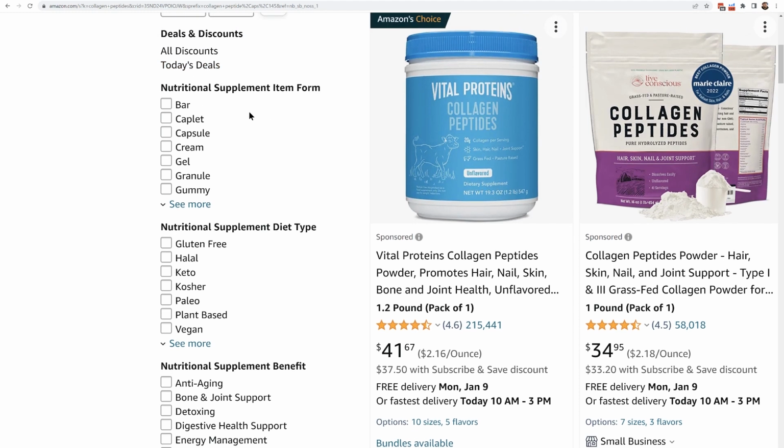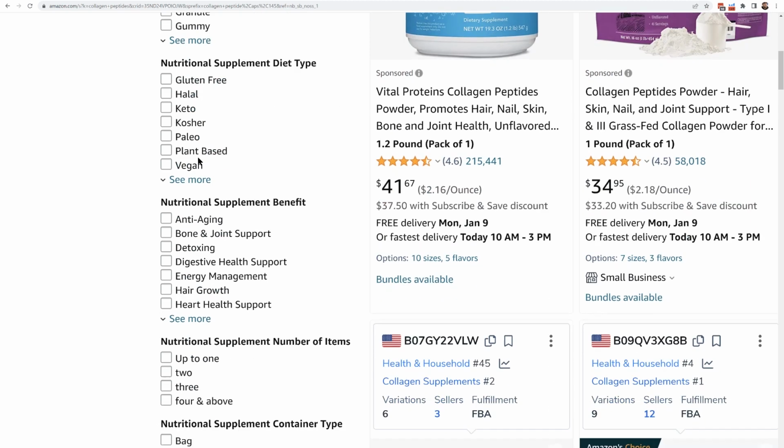Nutritional supplement item form. Is this a capsule, cream, gel, gummy, right? Let's say I was doing gummy bears and I did not enter gummy in my nutritional supplement item form in the back end of my listing. That means if somebody was searching for collagen peptides and they went here and they hit this filter for gummy, even though my listing is a gummy, my listing would disappear from the search results.